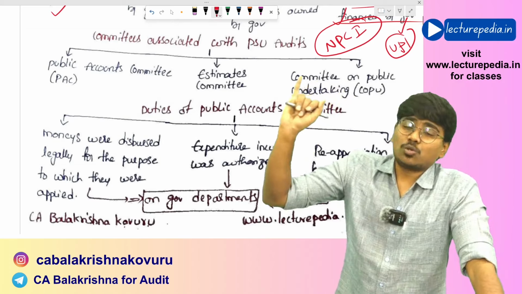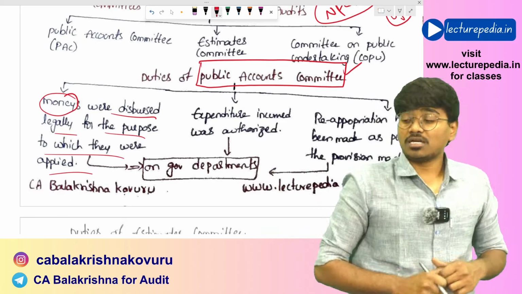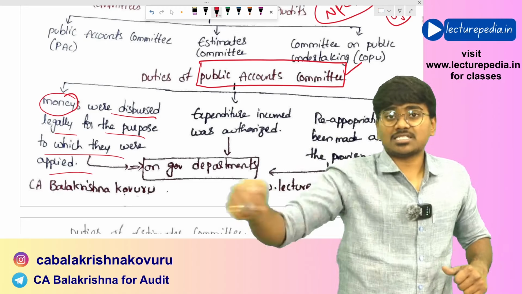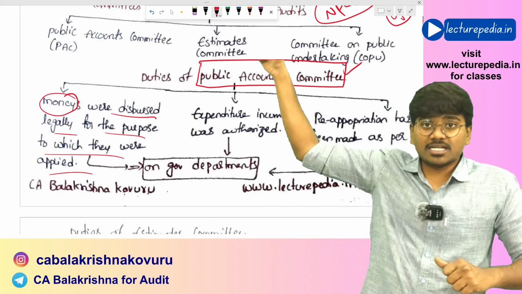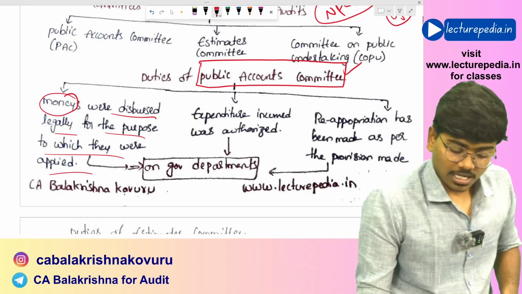First of all, the Public Accounts Committee will check whether monies were disbursed legally for the purpose to which they were applied. Let's say you have a particular government organization that has spent some 10 crore rupees on construction of a road. The Public Accounts Committee will check whether that 10 crores has actually been granted for the purpose of such construction of road, or it has been granted for any other purpose and you have utilized it for construction of road. This aspect will be checked by the Public Accounts Committee.